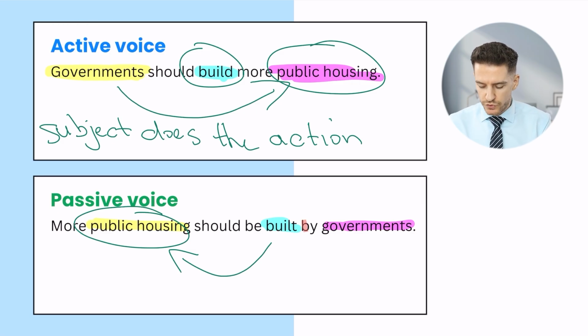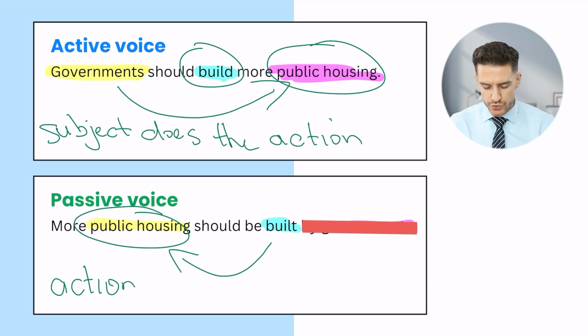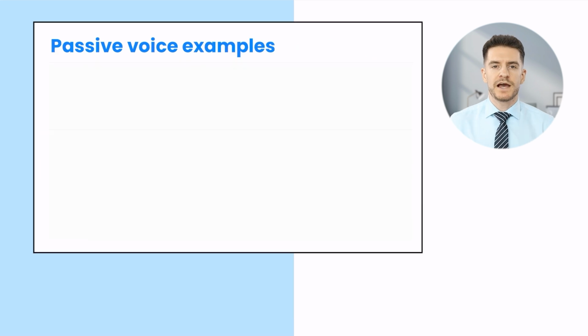Now, if you want, you could just remove this bit at the end and you could simply say more public housing should be built. That is fine. You don't need to say who should do the action, because with the passive voice, the action is the more important thing, and who is going to do it or what is going to do it isn't that important. So make sure you try to use some passive voice in your writing because it's going to improve your grammar score. Now, let me just quickly show you some passive voice examples.